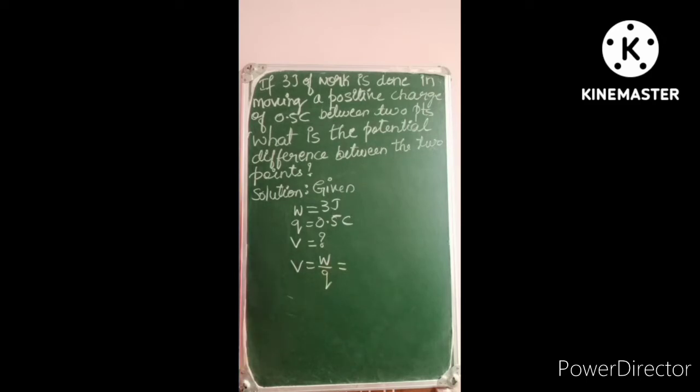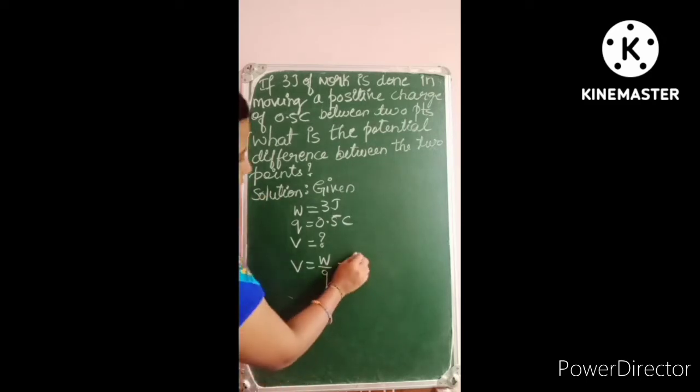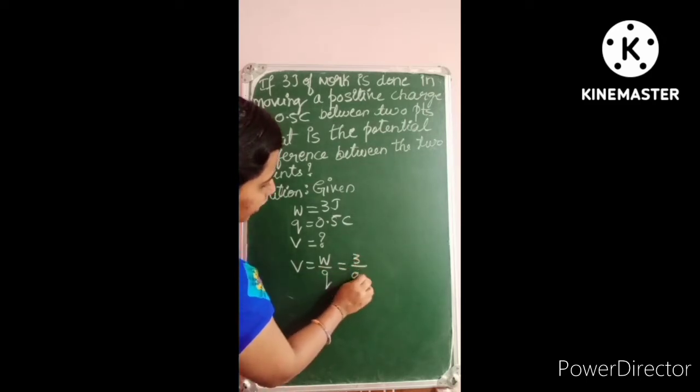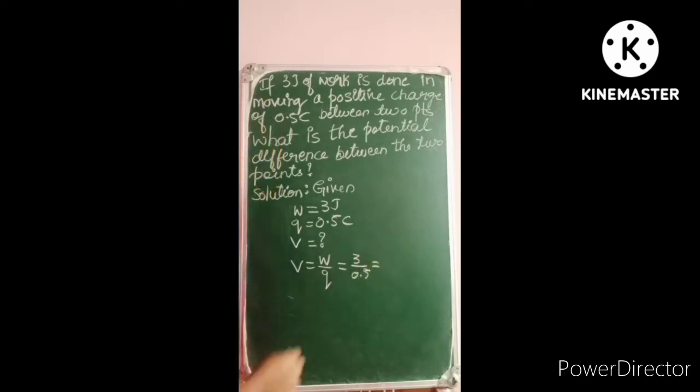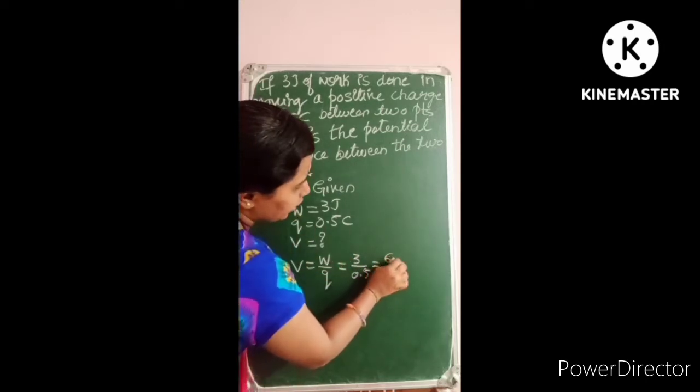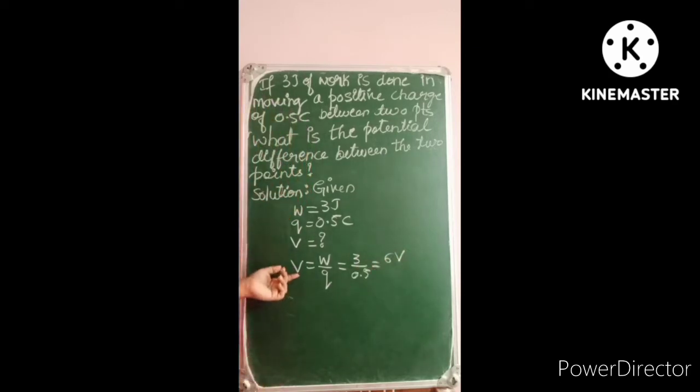If you substitute the value of W as 3 and divide it by 0.5, the value of the charge, how much will you get? You'll get 6 volt. Potential difference is expressed in terms of volt. So 6 volt will be the answer. This is how you have to solve the problem. Right. Let us go for the second problem now.